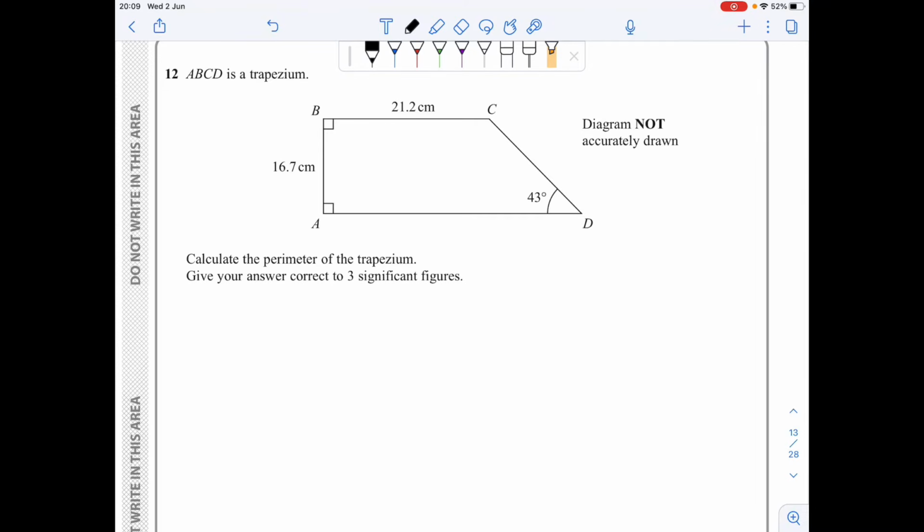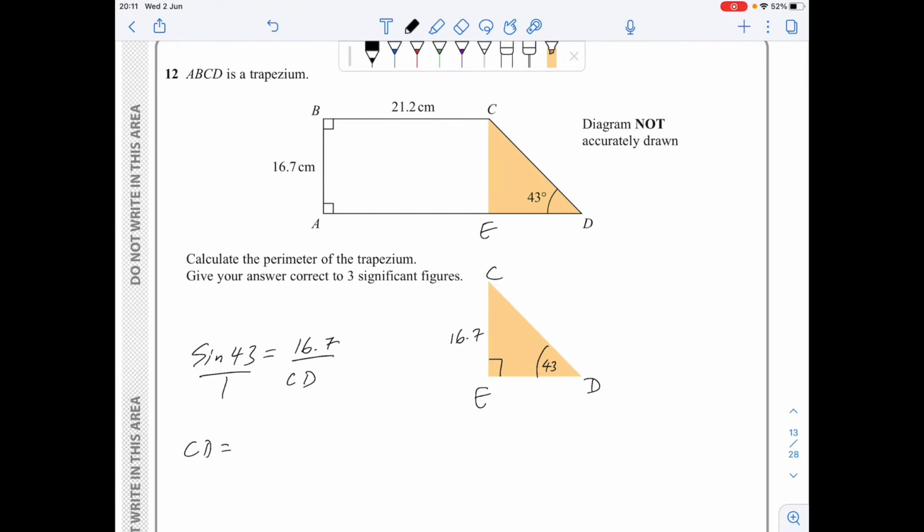Now for question 12, I will split my trapezium into a rectangle and a right angle triangle. I will call this point E. Now the height of this triangle is 16.7. Let me extract this triangle so I can work on it. Now I need to find ED and CD. Let's start with CD. Sine of 43 is equal to opposite over the hypotenuse, which is CD.